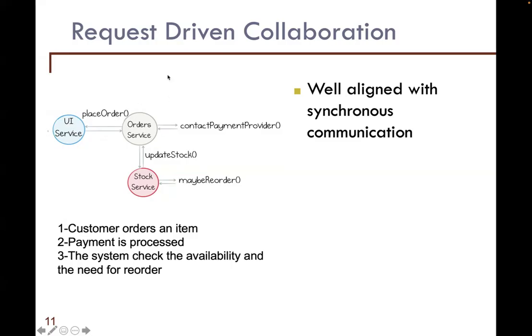So we all know request-driven collaboration. Here's an example. This is a user interface service. We place an order, and there is an order service. The user interface service, when it places an order, waits for a response from the order service, and then it might send a message to the stock service, still waiting for a response from the stock service before proceeding any further. That is how we developed systems until now.